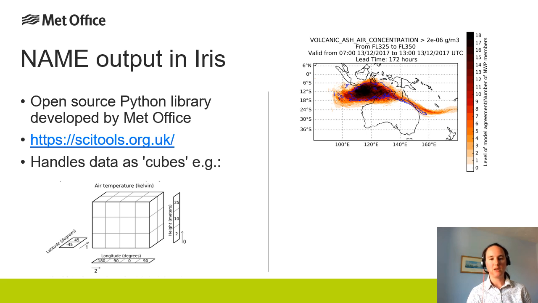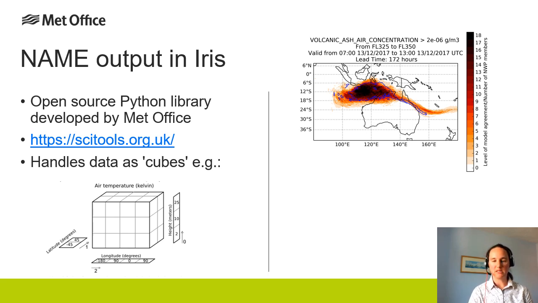If you're familiar with NetCDF files, you'll probably see some of the commonality between a cube and a NetCDF file. At the bottom left here, we have an example of a cube, in this case air temperature, and that information is stored on a three-dimensional grid, in this case X, Y, and height. We also have metadata associated with the coordinates: latitude in degrees, longitude in degrees, and height, which in this case is in meters.